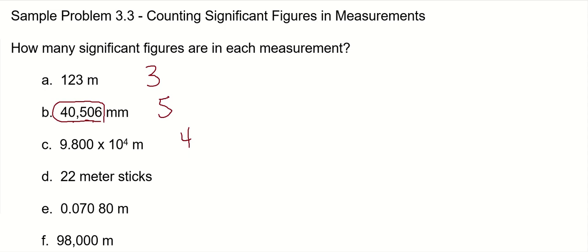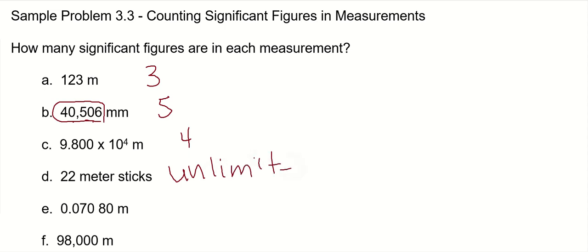So that's 4. On D, meter sticks. This is kind of tricky because meter sticks are used to make measurements, but this time you're just counting meter sticks. I can see how that can trick some people. But this is not a unit of measurement. That's an instrument to make measurements. So you're just counting sticks. You might as well just say sticks. All right, so this is unlimited.